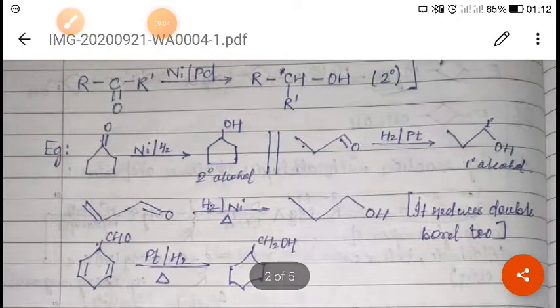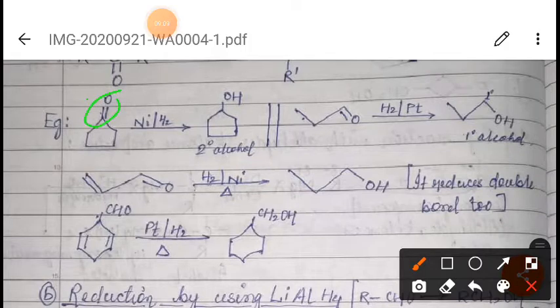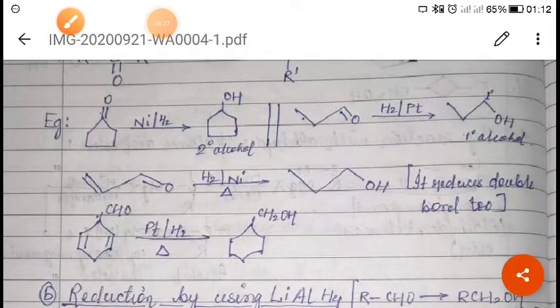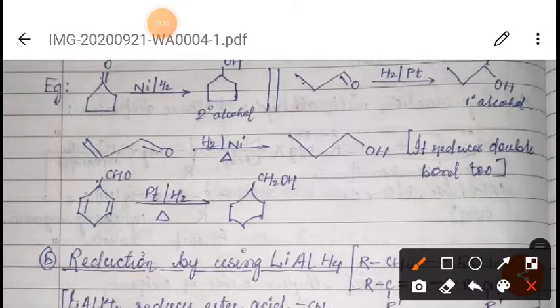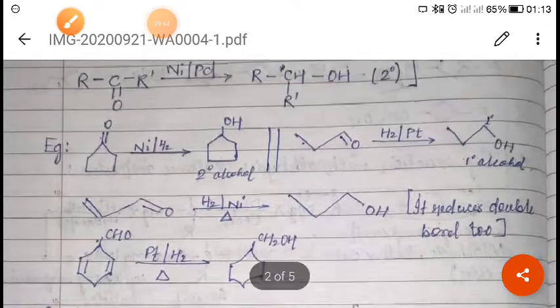Now next, some examples are given here, as you can see. It will reduce either an aldehyde or a ketone. Here you can see a ketone is there, so it has been reduced to alcohol. In the same way here, the ketone has been reduced to alcohol. Here again, it has been reduced to this alcohol. It can reduce a double bond too. Yes, it will reduce a double bond also, as you can see here. Since a double bond was there, it is reduced. This double bond is also reduced, and in this case also the double bond has been reduced. So these are some of the examples.